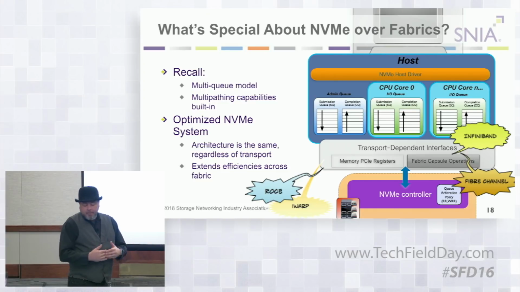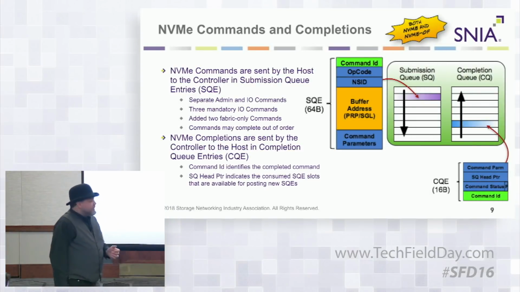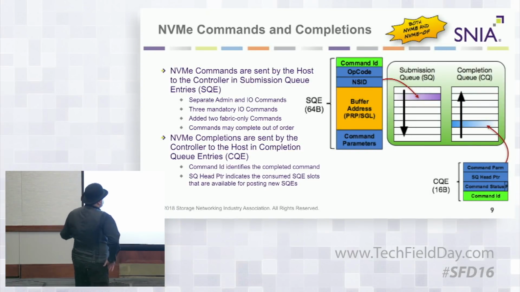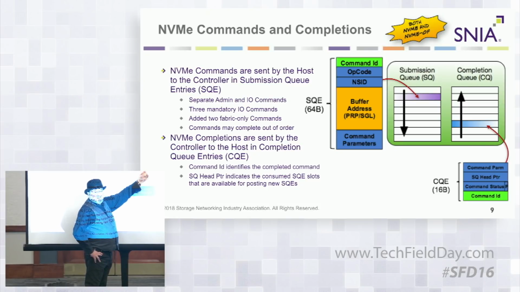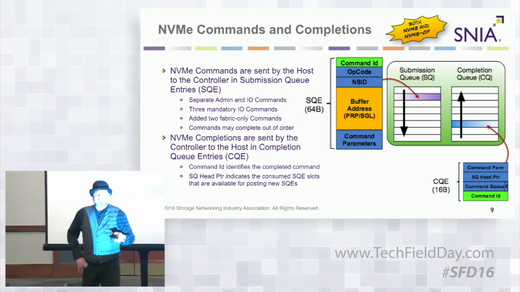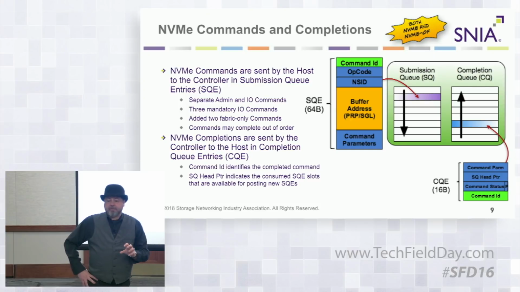I'll go back here. I skipped over it only because I thought I had a graphic for it. But you'll notice, for instance, in the submission queue entry, you've got the command ID, you have the opcode, and this is the namespace ID. So every submission queue entry has its own namespace identifier to go specifically where it's supposed to be. Each one of these header fields is used for error checking as well as security elements, and there are some placeholders for that in the future.